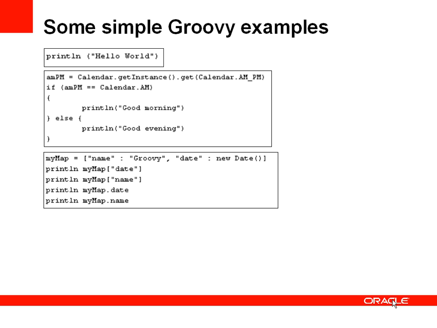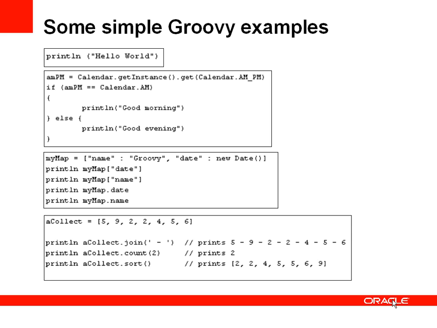This third example shows a feature of Groovy, which is maps, where you can have name-value pairs of data, and an example of how you can print out or access the values within that map. The final example is another feature specific to Groovy, which is collections, where you can have collections of data. Here we have integers, and then some actions that can be performed on those collections: join, count, and sort. So you get an idea of the kind of power you can have with Groovy and how very familiar it should be if you're already coming from a Java background.